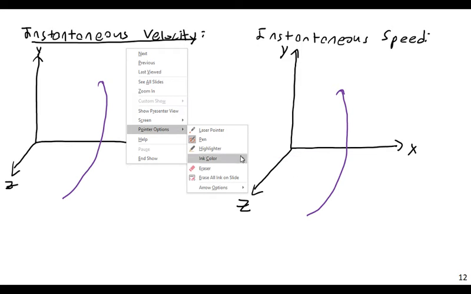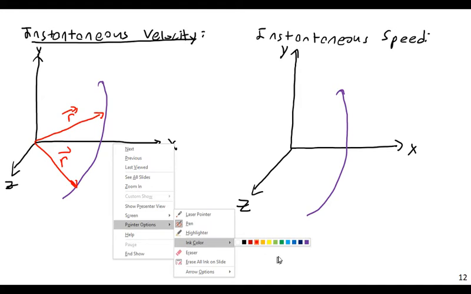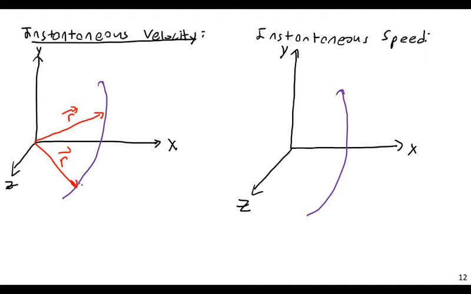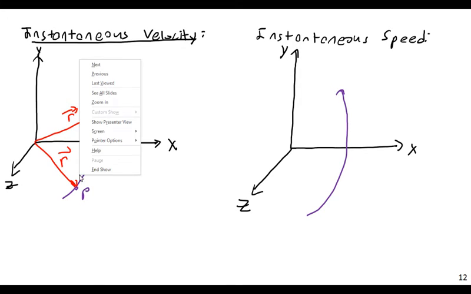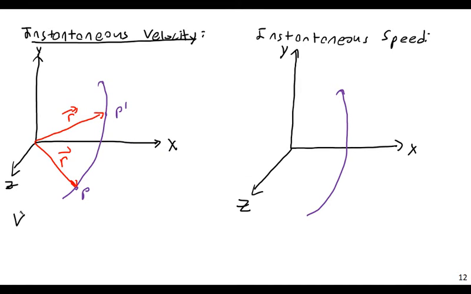And then R and R prime. So let me label this here: R and R prime, P and P prime. And let me provide the definition of instantaneous velocity. Well, instantaneous velocity is going to be a vector. So notice I'm giving it a vector sign. The other one will not.